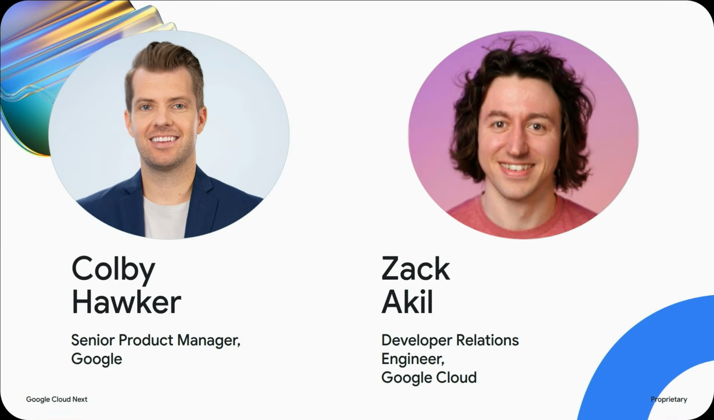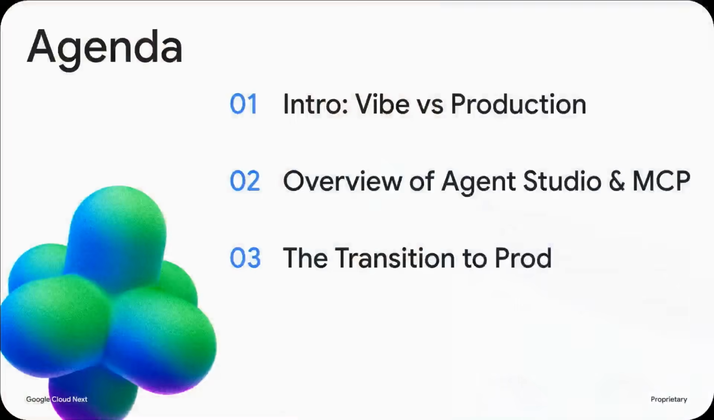We're here to talk to you about taking your vibe-coded artifact to production. Okay? My name is Colby. I'm in product at Google, and I work on Gemini Enterprise Agent Platform. We're talking today on the reality of deploying your vibe code, your prototypes, into production. We'll start there, and we'll talk about some of the key differences between your vibe and your production. We'll also give you a little bit more of an overview of what's going to help you get there, Agent Studio and MCP. And then we'll talk a little bit more about transitioning to prod, and my colleague, Zack, is going to come and give a really great demo.